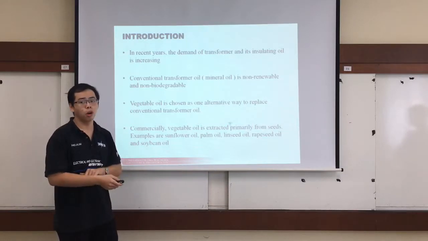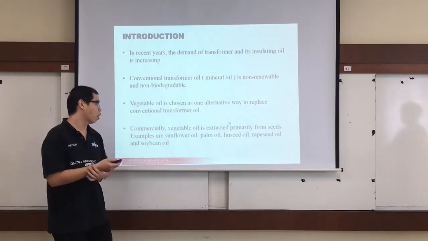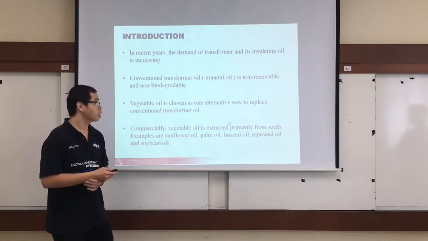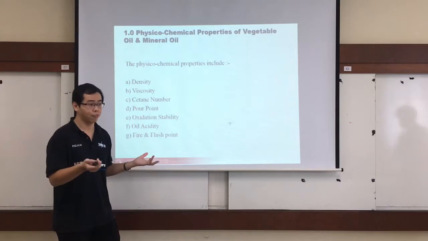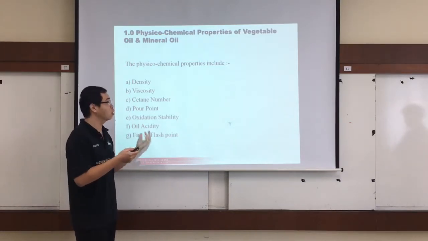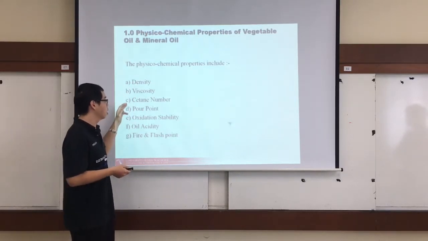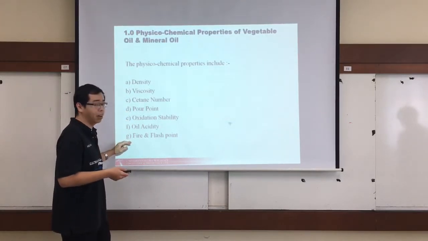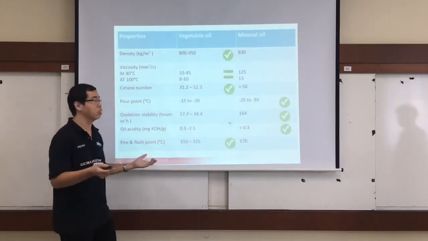Basically, vegetable oil is extracted from plant seeds, such as sunflower oil, palm oil, linseed oil, rapeseed oil, and soybean oil. In our assignment, we need to compare the breakdown strength of these two types of oil. That's why, firstly, we need to compare their physical and chemical properties, which include density, viscosity, cetane number, pour point, oxidation stability, oil acidity, and fire and flash points. This table has summarized the comparisons between the two oils.